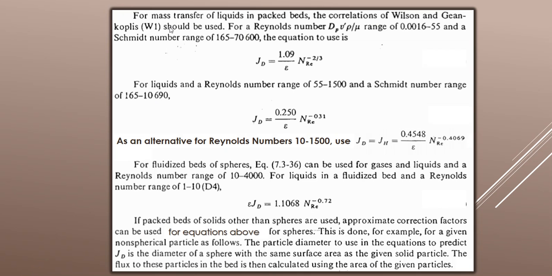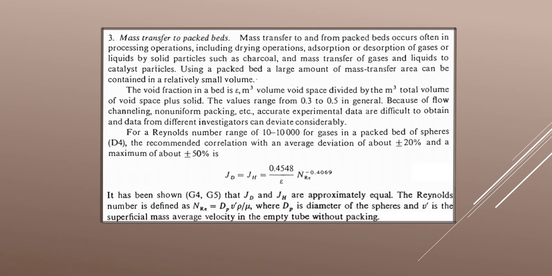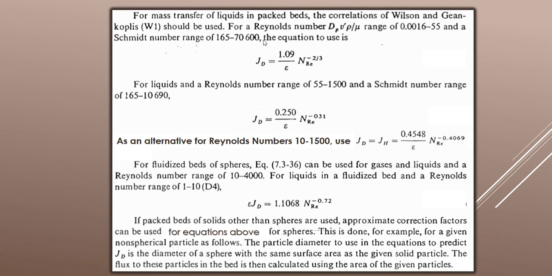Now, for mass transfer of liquids, so this one is for gases. So, for liquids in packed beds, the correlation of Wilson and Geankoplis should be used. Now, for Reynolds number in the range of 0.0016 to 55 and a Schmidt number range of 165 to 70,600, the equation that we should use is the one in terms of the dimensionless factor J sub D. This is equated to this expression.